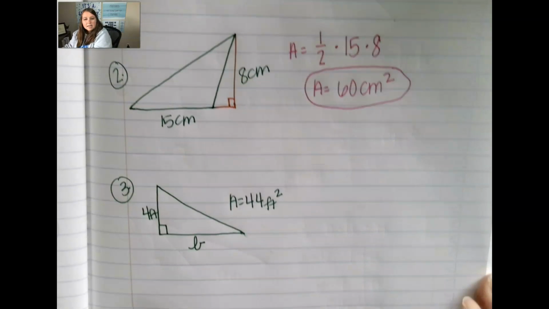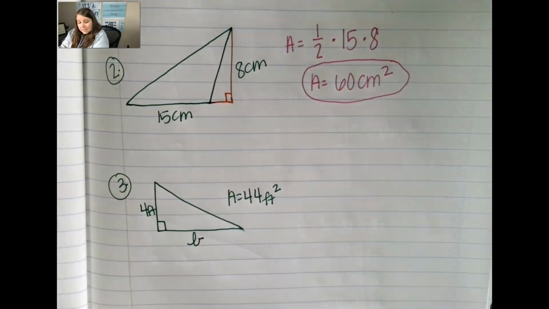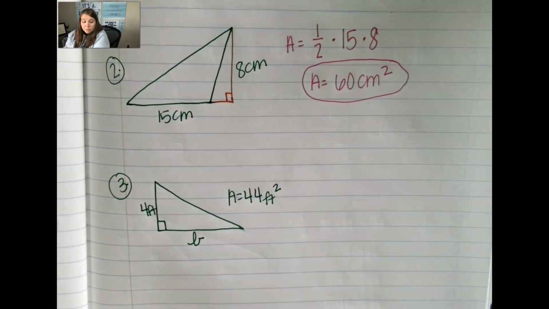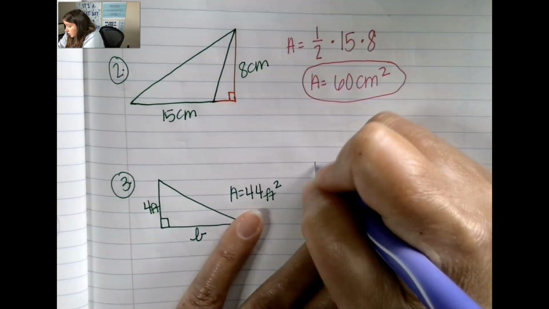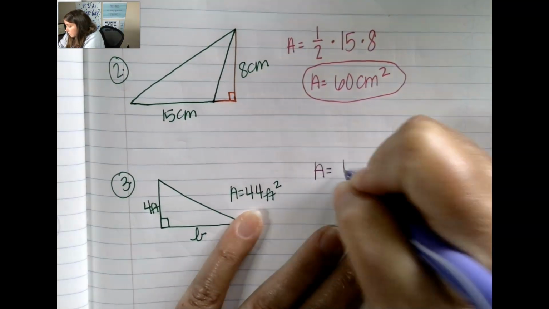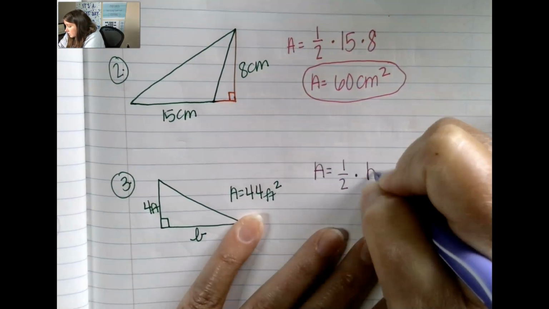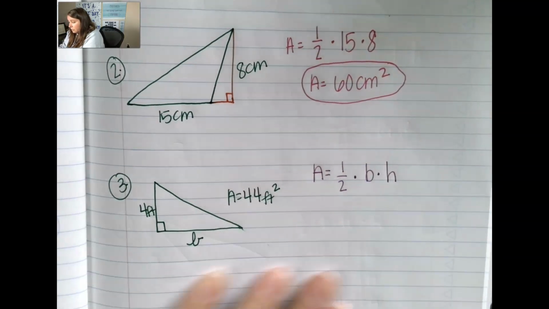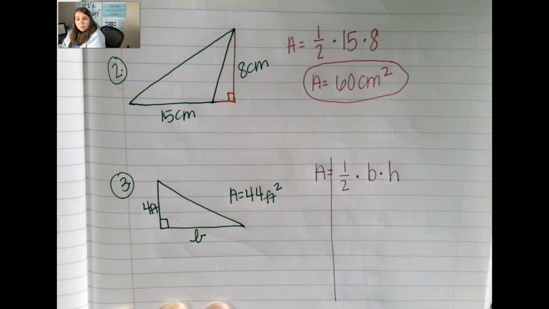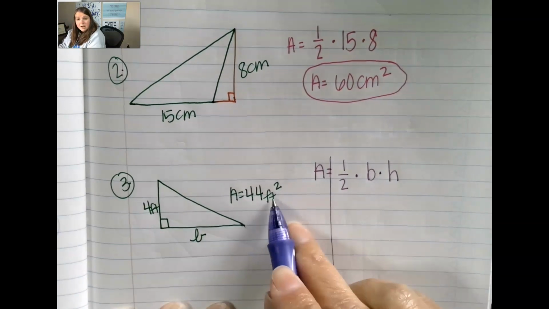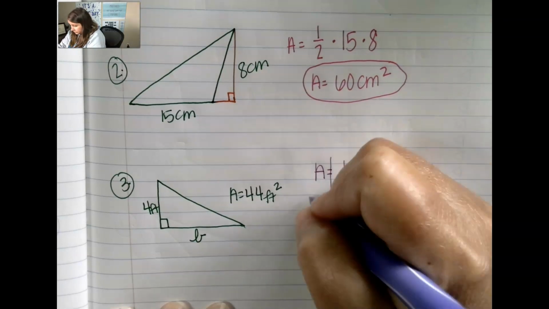Okay, let's do this last one. So this last one is the exact same thing that we did with the parallelograms, except you just have to put in the height, right? So we're going to use the same formula. Area equals 1/2 times the base times the height. We're going to plug in what we know and then solve for what we don't know. We know the area is 44.